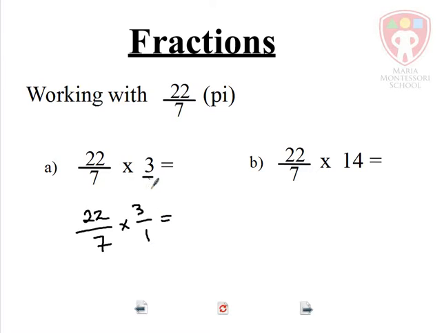You know, this 3 is really a 3 over 1. We know from primary school that we're going to multiply these together and these together. But before we do, we're always going to check and see whether we can reduce. In this case, we can't. So this is going to be 66. Don't do it in your head. You can always just work it out on the side. And 7 times 1 is 7.